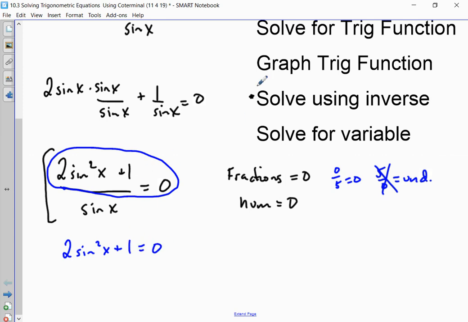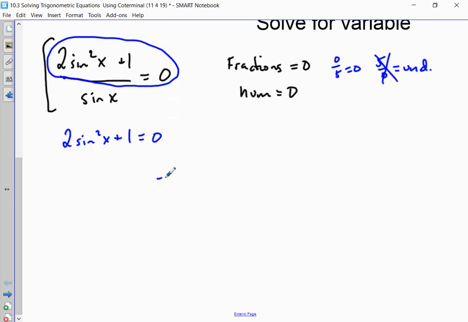Okay, so from here, we're going to continue to solve this expression by taking minus 1 right there. We're now going to divide by 2 right here. And now what we have is sine squared of x equals negative 1/2. Looking at this, we're going to take the square root, and sine of x equals plus or minus the square root of negative 1/2.